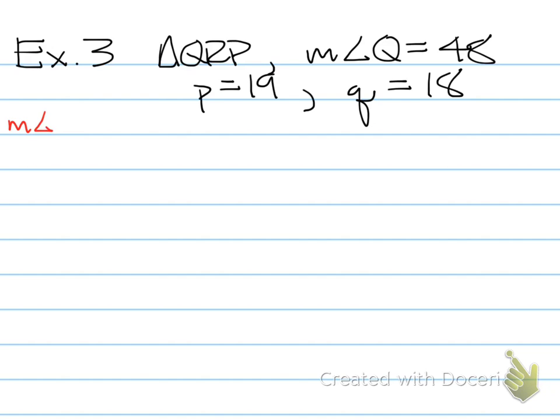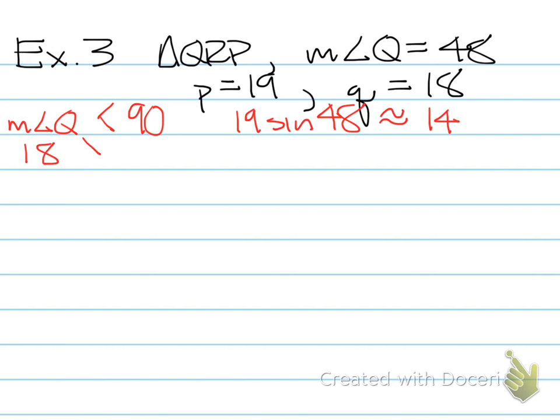All right, now we want to solve this triangle. We're going to start by taking the measure of the angle that's given. The measure of the angle is 48, which is less than 90. So we want to find the product for the side that is not opposite angle Q, which would be 19, times the sine of angle Q. That quantity is approximately 14. And since 18 is greater than 14, that tells us that there's going to be two solutions.